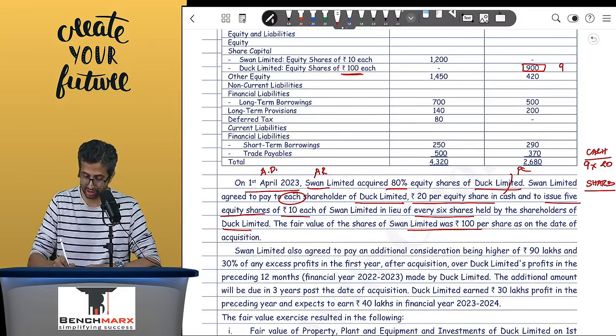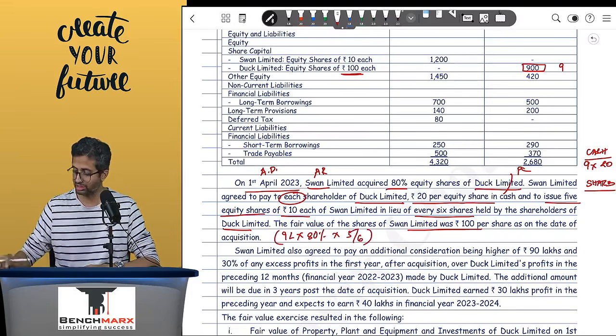So if we see the working over here, there are 9 lakh shares, but are we acquiring all of them? No, we are acquiring 80% of that. It is 7.2 lakhs, which means that for every 6 shares, we are issuing 5 shares. So the exchange ratio is 5:6, and hence this is 7.2 lakhs into 5 by 6, which comes to around 6 lakh shares into rupees 100, if I am not wrong.